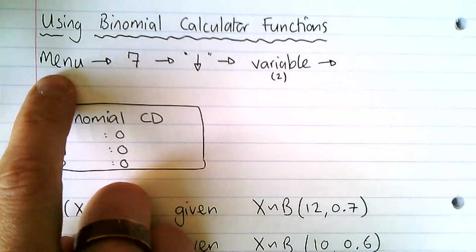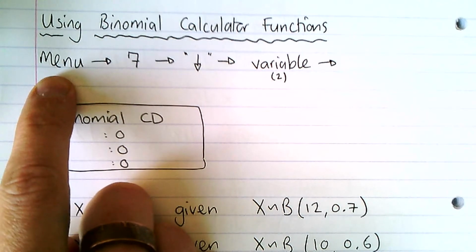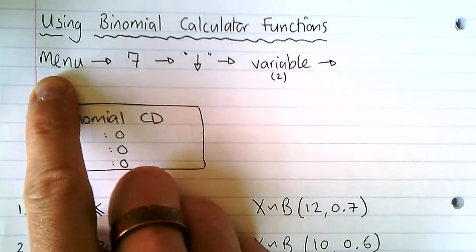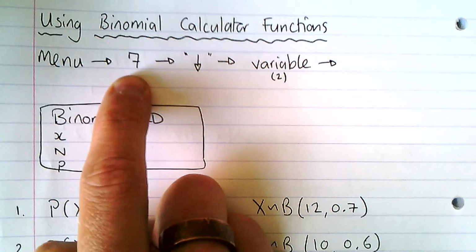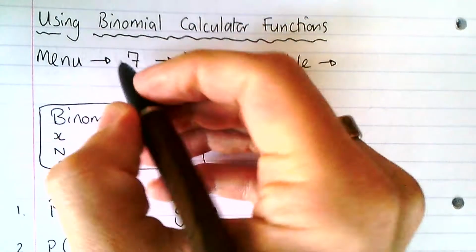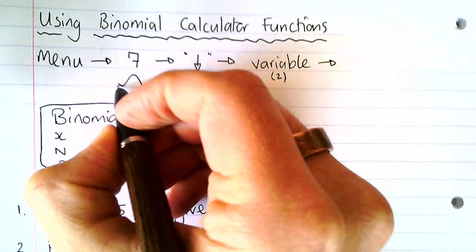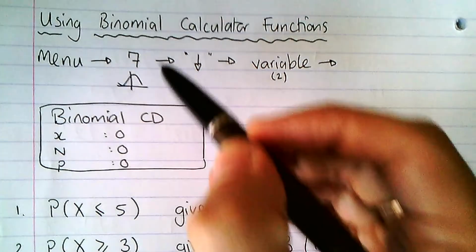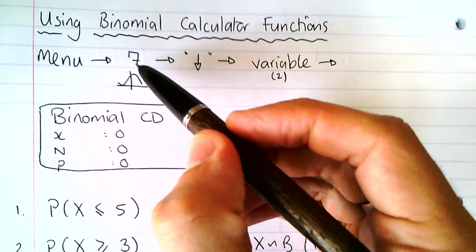So what you're going to do is click on menu. Menu is right at the top, second button in from the right, just underneath the screen. Once you're in there, you want to go into statistics mode. You can either go and find statistics mode, the picture is like a little graph, or it's number 7, so you can just push the number 7. It'll take you into that.